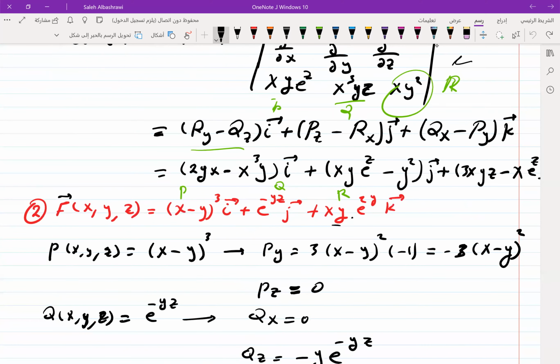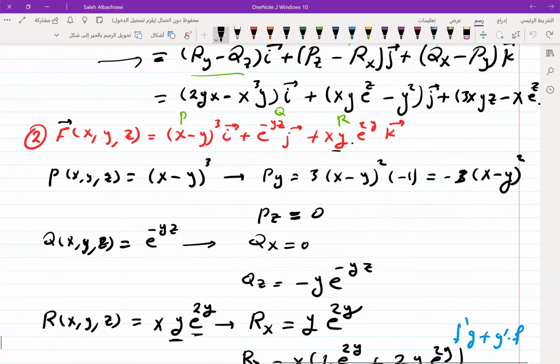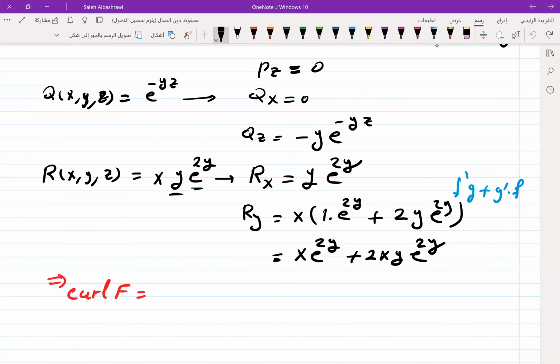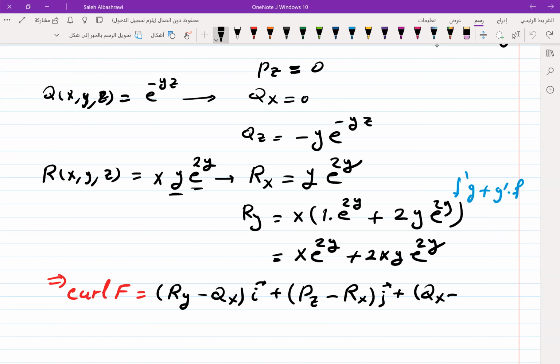I use the determinant or use the formula, this one. R sub y minus q sub z, write it first. R sub y minus q sub z i plus p sub z, partial derivative of p with respect to z, minus r sub x j plus q sub x minus p sub y.